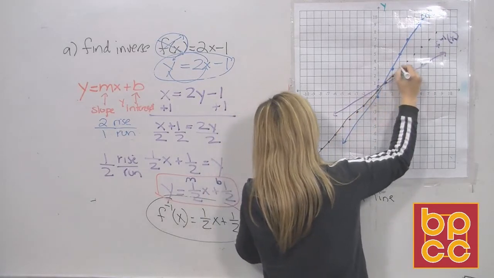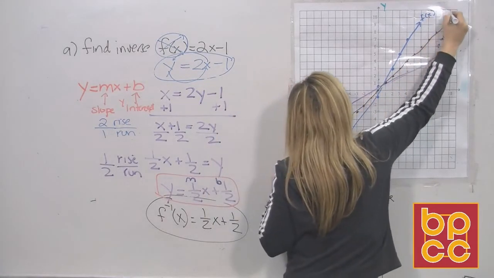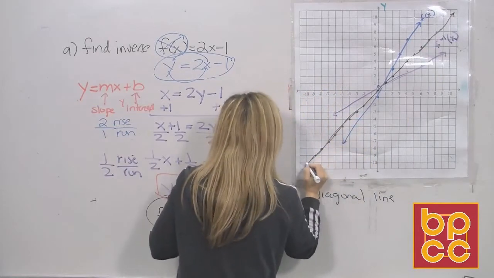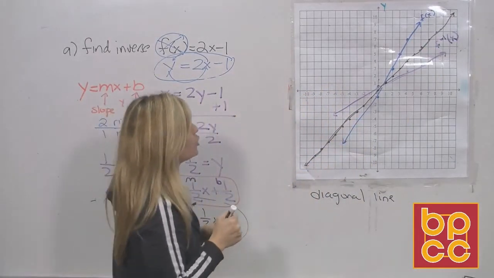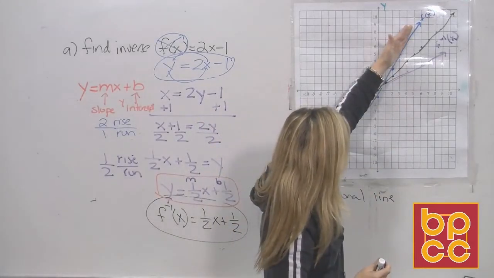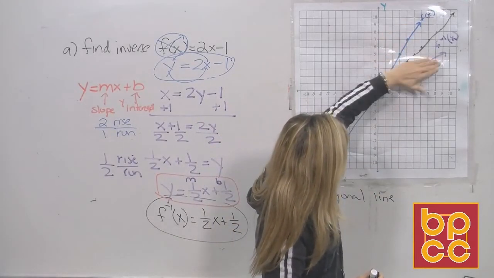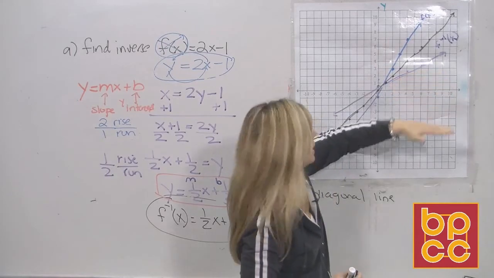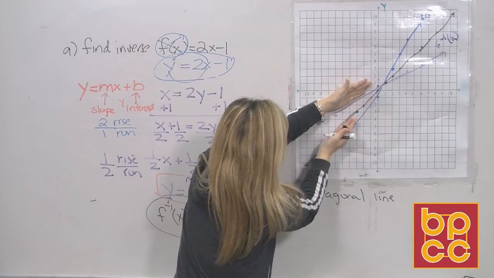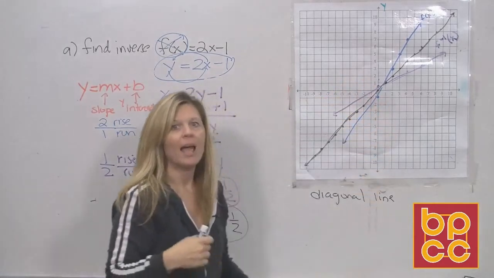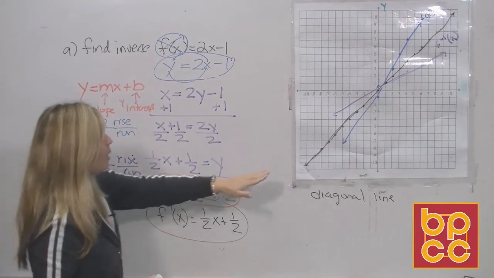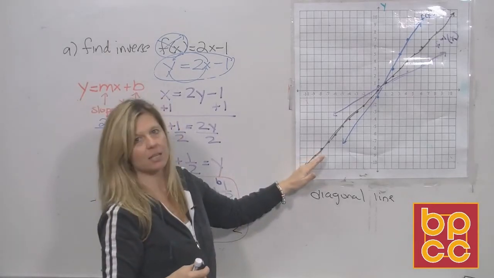I know I'm doing it freehand. I apologize. It's not perfectly straight like it should be. But there is that diagonal line. Do you agree? If I took this blue piece of the line and I folded it over, it would fall there on the purple. And if I took this purple and folded it over the diagonal line, if I creased it right here, it would fall on the blue. Every time you graph a function and its inverse, it will always have this diagonal line symmetry.